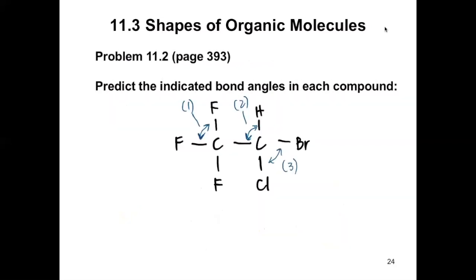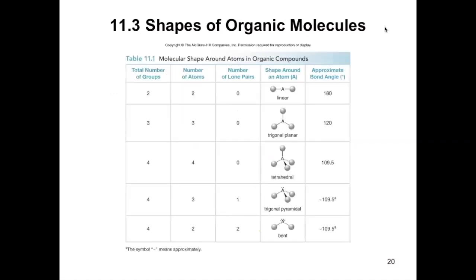And then for problem 11.2 on page 393, the molecule is given, and you have to determine the bonding angles of the molecule. So how do you know the bonding angles? Again, you go back to this table on page 123. Because each shape has a specific approximation of bonding angles. So here, when linear, 180 degrees, when trigonal planar, 120. Just apply it, as long as you know the table.